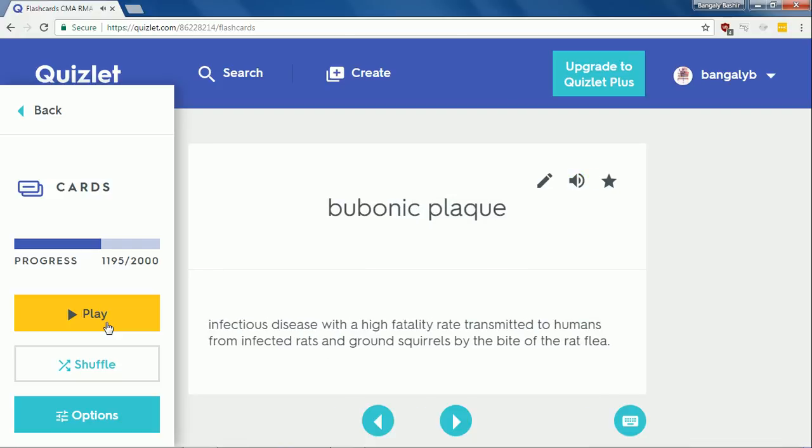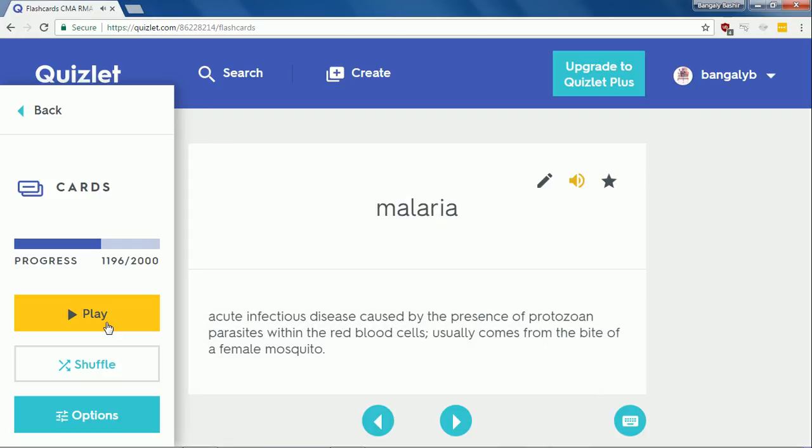Bubonic plague: infectious disease with a high fatality rate transmitted to humans from infected rats and ground squirrels by the bite of the rat flea. Malaria: acute infectious disease caused by the presence of protozoan parasites within the red blood cells, usually comes from the bite of a female mosquito.